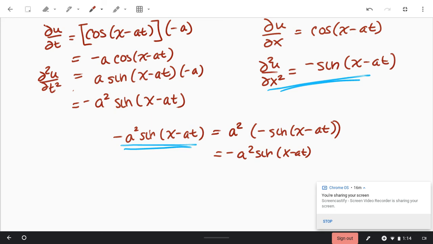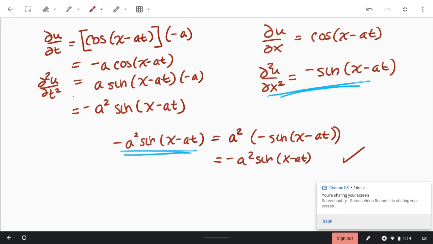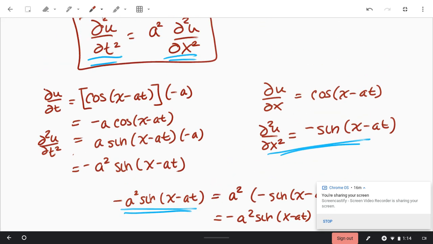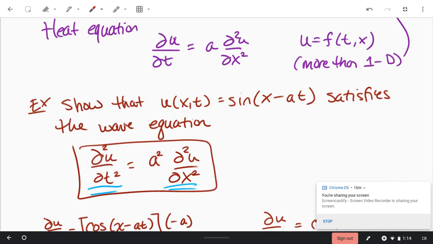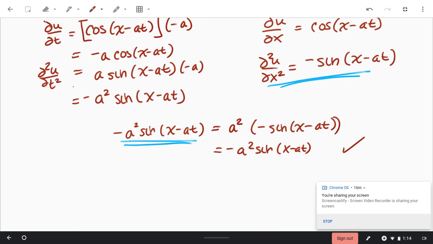So we just showed that that function is a solution to the wave equation. Okay, and that is it for 11.3.